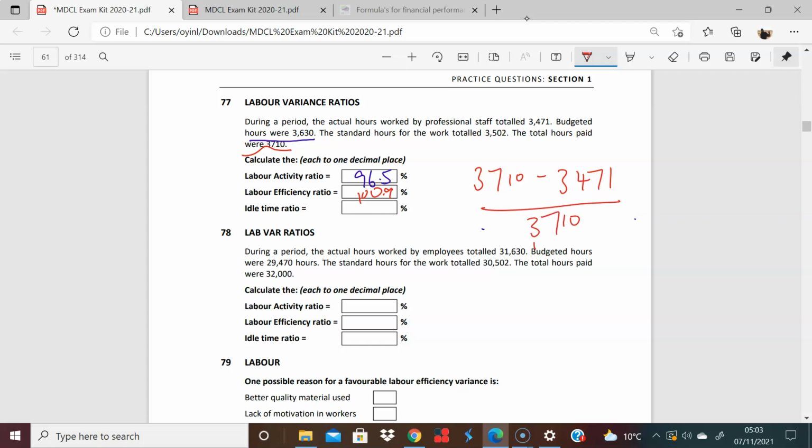Like I said earlier, I can compare this with my standard acceptable idle time, which would be based on my labor expert. Here, my standard idle time would have been 3.5%, because if activity is 96.5%, idle time is 3.5%. Your idle time ratio is 3,710 minus 3,471 divided by 3,710, which is 6.4%. So you had an idle time of 6.4%. Cool, great stuff. And that's how we deal with question 77. If you apply that to 78, you'll be fine.